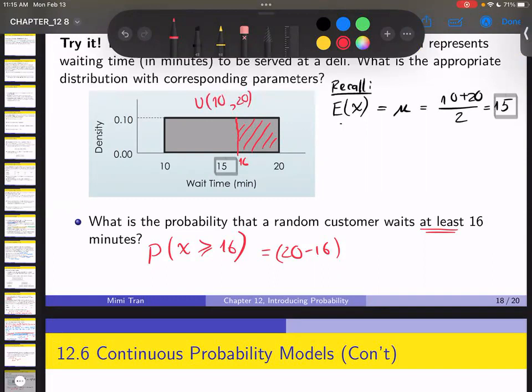Do you remember how to get that 0.1? 1 over B minus A, 1 over 20 minus 10, which is 1 over 10. Times 1 over 10, which is 0.4, or 40%. Either or, I'll take both.